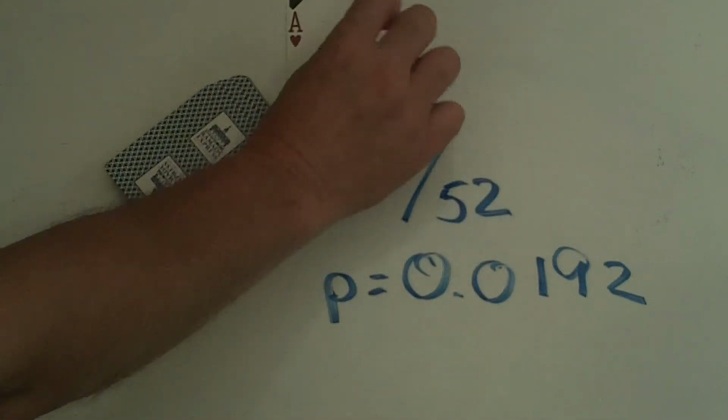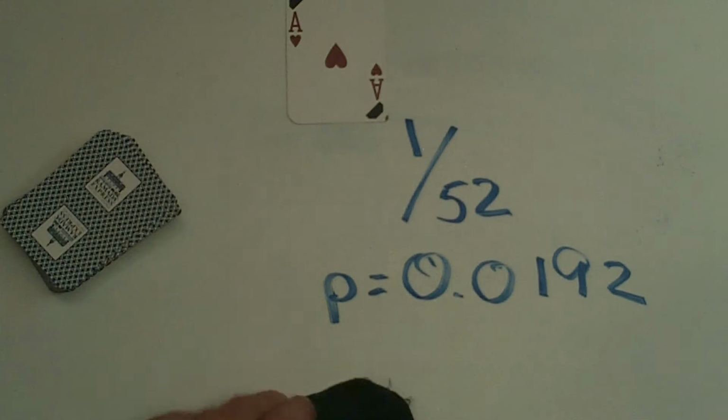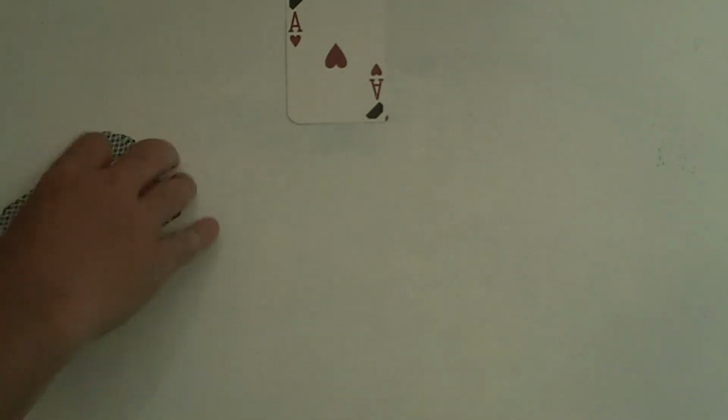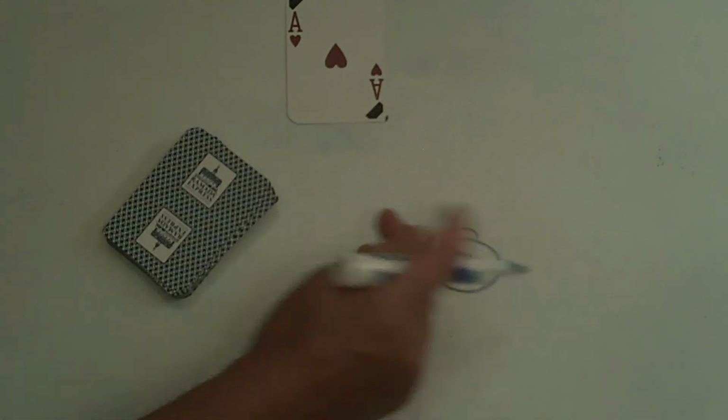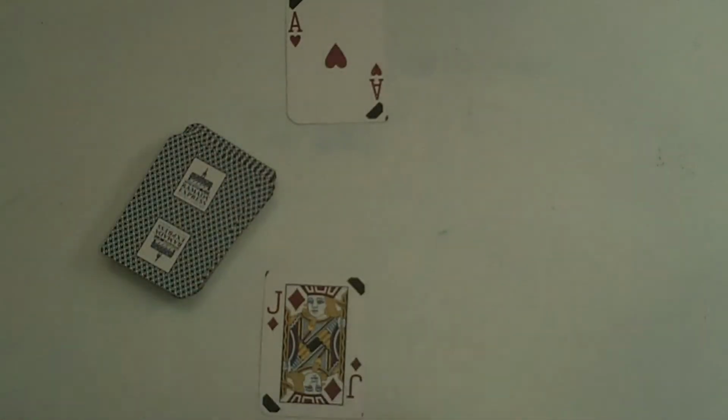Alright, if I do not replace the ace of hearts to the deck, what is the probability that the card I'm going to draw next is going to be an ace of hearts? Well, that probability is going to be 0 because there is no ace of hearts in the deck.